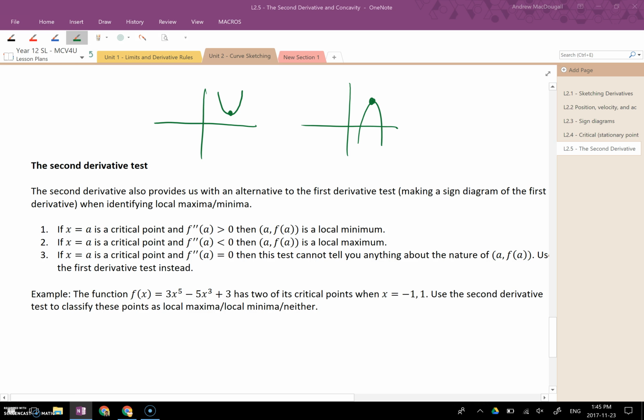So if you have a critical point and you plug it into the second derivative, if your second derivative is positive, that critical point must be a minimum. If your second derivative is negative, it must be a maximum. And I've outlined those possibilities here. Note that if your second derivative returns 0, it won't tell you anything about the point. All right, so let's do one last example.